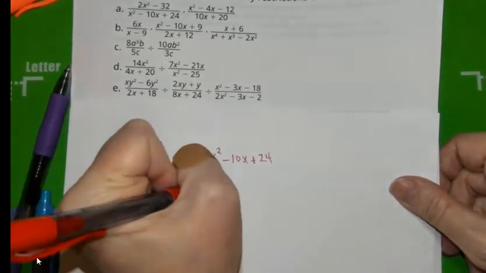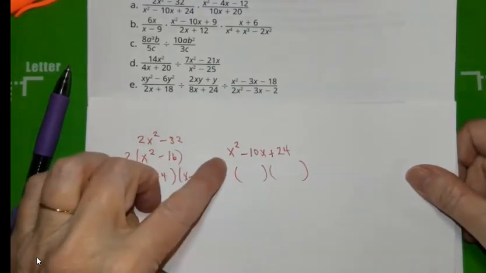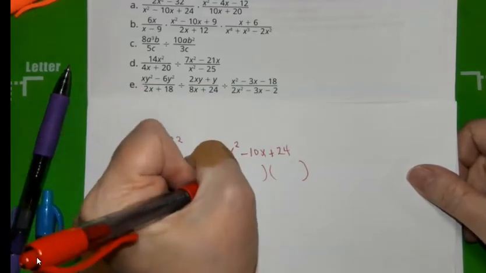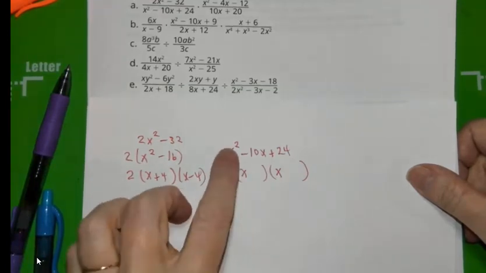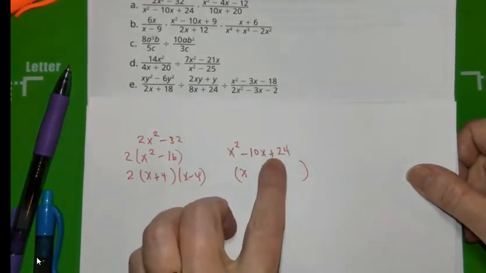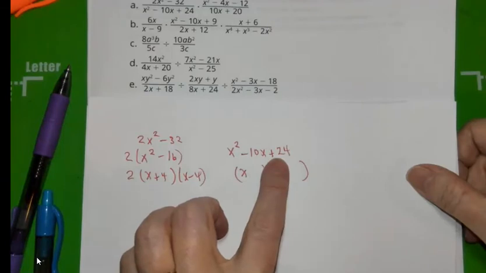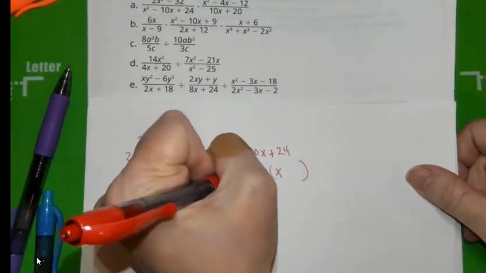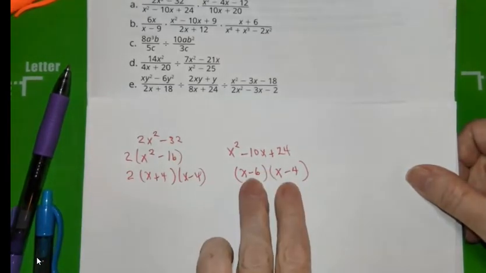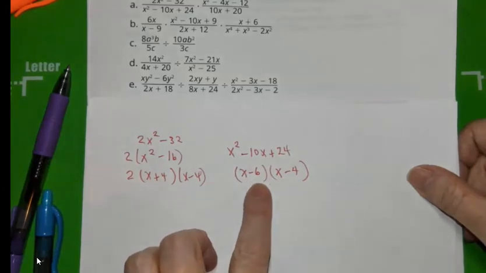So this one I'm going to use reverse FOIL on. I usually do that when I don't see a number in front of my x squared because it's usually really easy to figure out without the box. But if you need a box, go ahead and make your box to find your factors. So we have x times x, which is x squared. I need a 24 that's positive, and I need my x's to add up to negative 10. Well, if I do positive 6 and positive 4, that adds up to positive 10. But if I do negative 6 and negative 4, that will still give me the positive 24, but it'll add up to negative 10. So that's going to be my factors for that one.